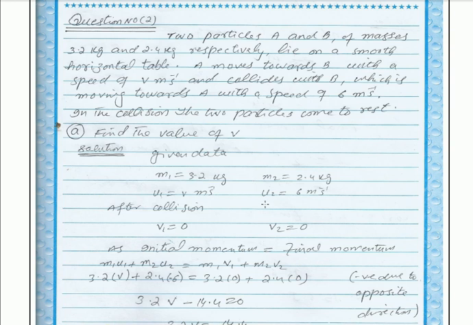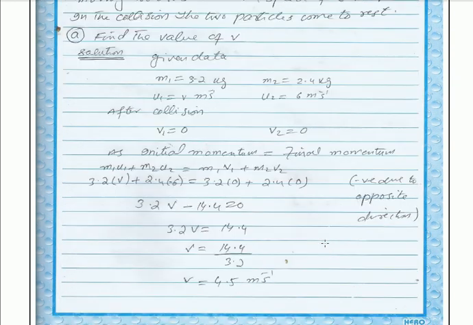In part A, the given data is the mass of the first particle is 3.2 kg and the mass of the second particle is 2.4 kg. The velocity of the first particle is v meters per second and the velocity of the second particle is equal to 6 meters per second. U means initial velocity. After the collision, according to the statement, both particles come to rest, so the final velocity is equal to 0 for the first particle and for the second particle.